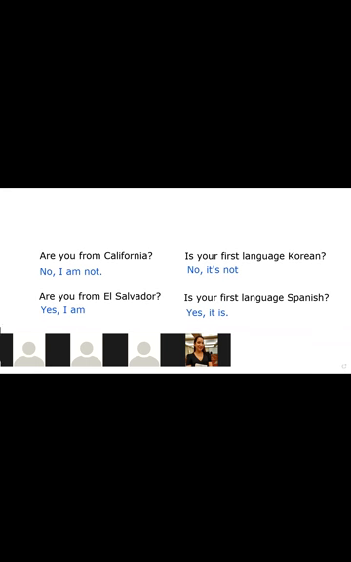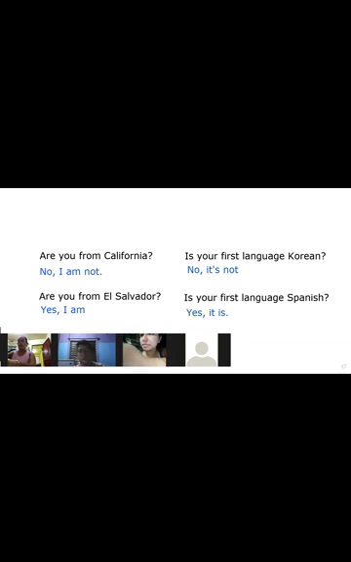Gloria Carolina, is your first language Spanish? Yes, it is. Is your first language Korean? No, it's not. Muy bien. Sandra, is your first language Spanish? Yes, it is. Is your first language Japanese? No, it's not. Very good. Jacqueline, is your first language Korean? No, it's not. Is your first language Spanish? Yes, it is. Very good. Wilson, is your first language Spanish? Yes, it is. Is your first language Korean? No, it's not.